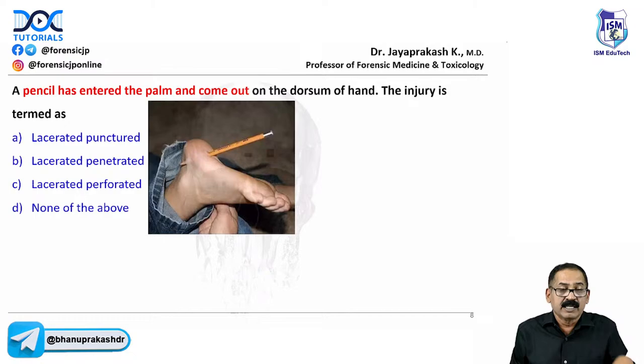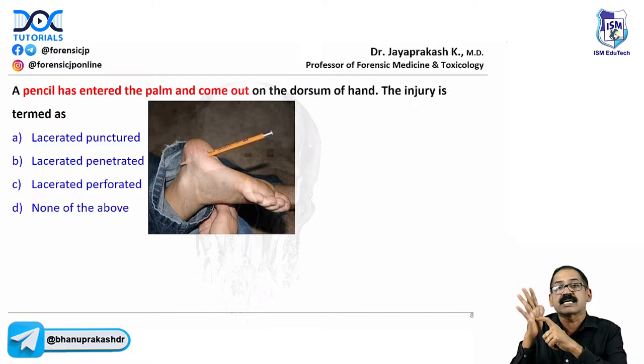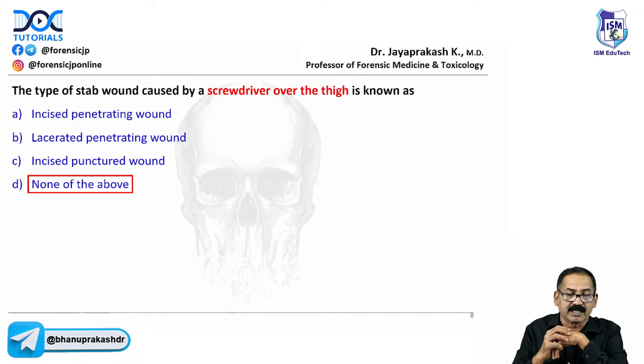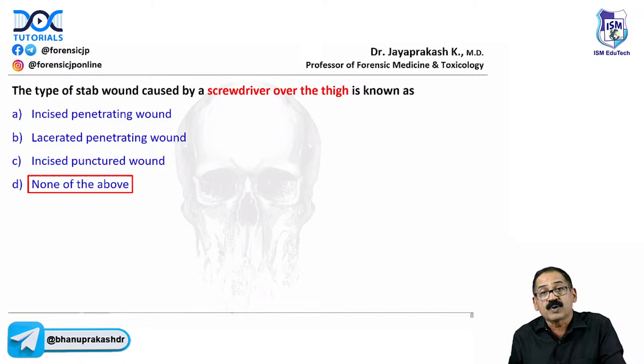A pencil has entered the palm and come out on the dorsum of the hand: lacerated, perforated. Screwdriver over the thigh: lacerated, punctured. But lacerated, punctured option is not there. So, answer is none of the above.